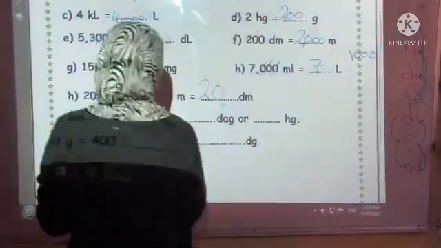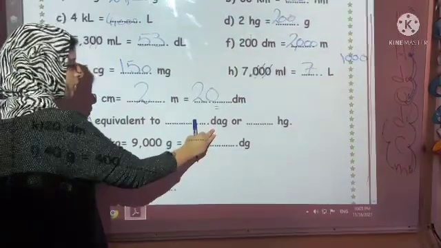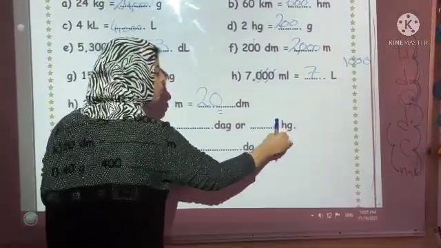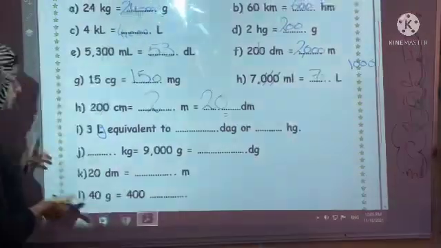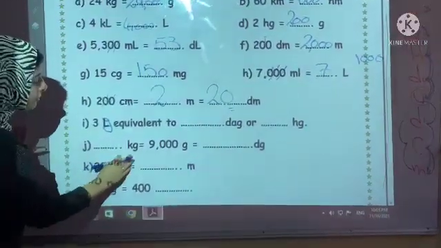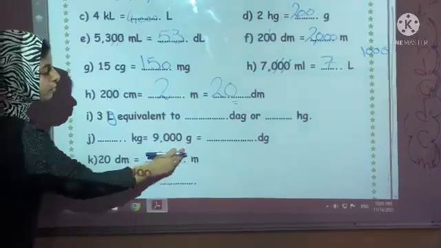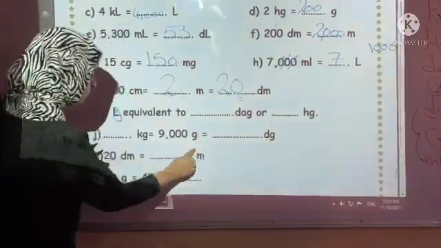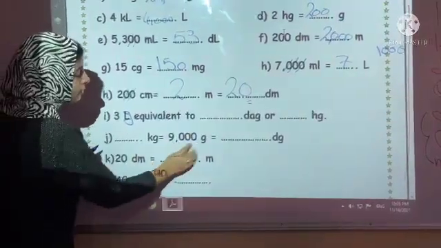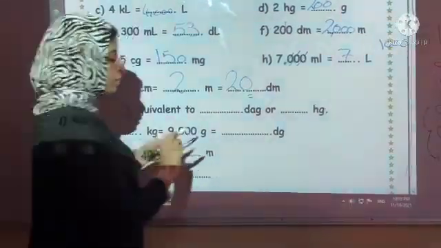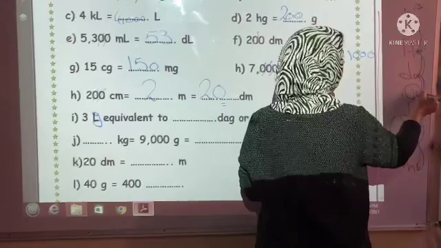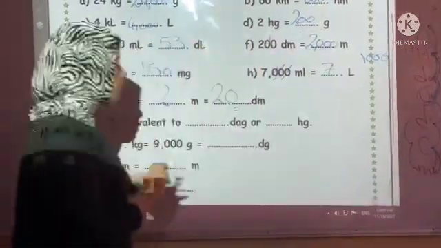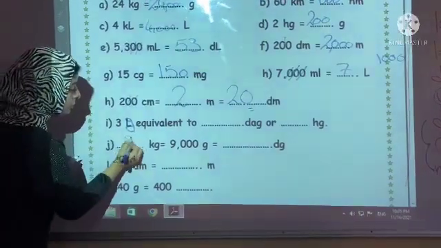So if I move to deca, it will be divided by 10, and if I move to hecto, it will be divided by 100. So here I have 9,000 grams equal how many kilograms? I'm gonna hide this one and solve these two together. From the unit gram, I go backward to kilogram. That means I make it divided by 1,000. So it will be 9.